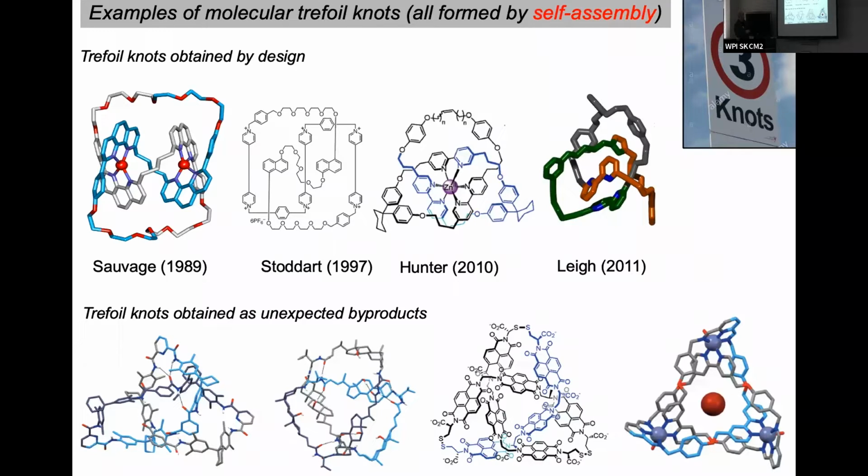And there were a few examples of design syntheses of knots. This very famous one, the first synthesis of a molecular knot by Jean-Pierre Sauvage, and then a few others over recent years. And what these all have in common, and the systems that I show you today have in common, is that they're all formed by self-assembly. And I wanted to try and demonstrate to you all the concept of self-assembly today.